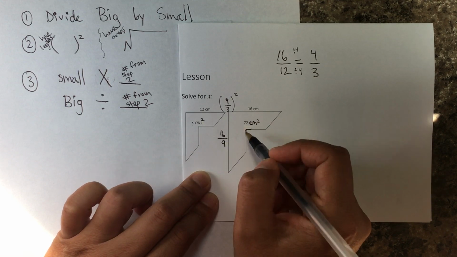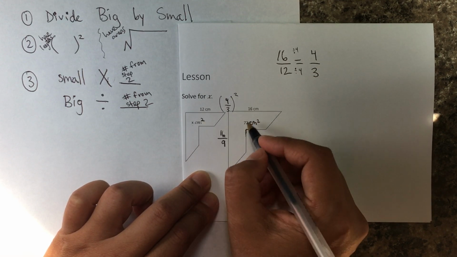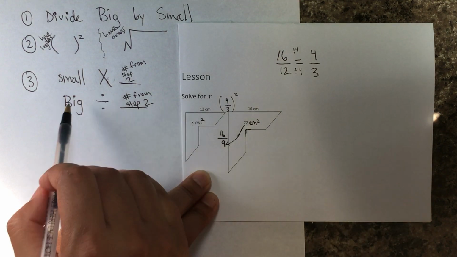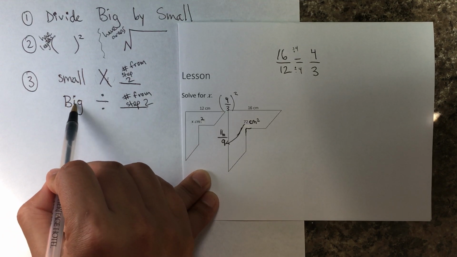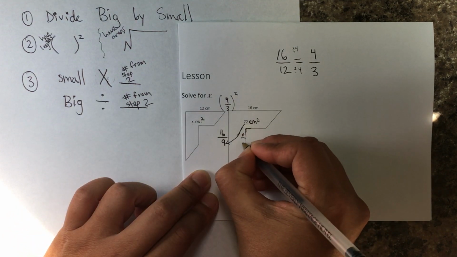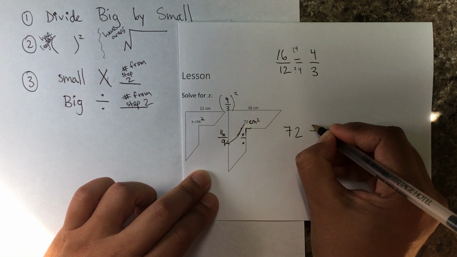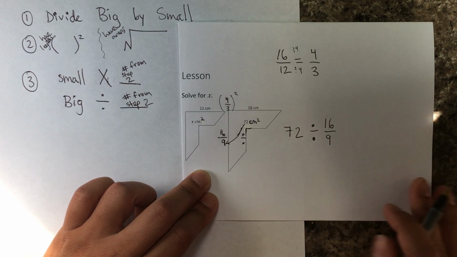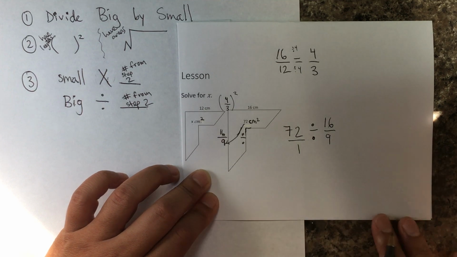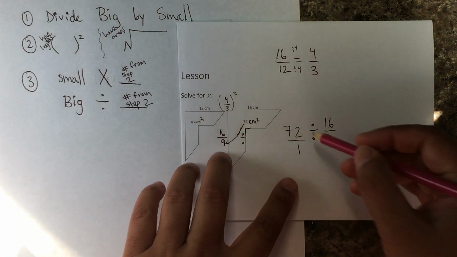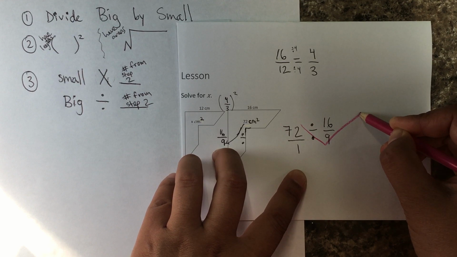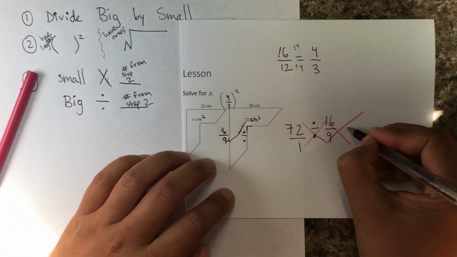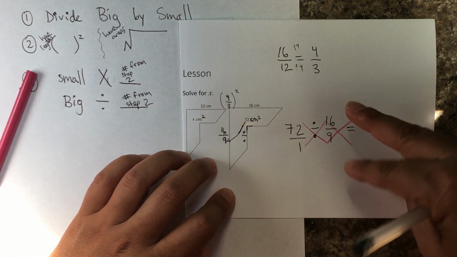And so now it's not going from the small to the big one, it's going from the big to the small. So what are we going to do if we have the big one and going to the small? From the big we divide. And so 72 divided by 16/9. Again, practice of fractions. We put it over 1 and then we multiply across. Or you can do the multiplication of the reciprocal.